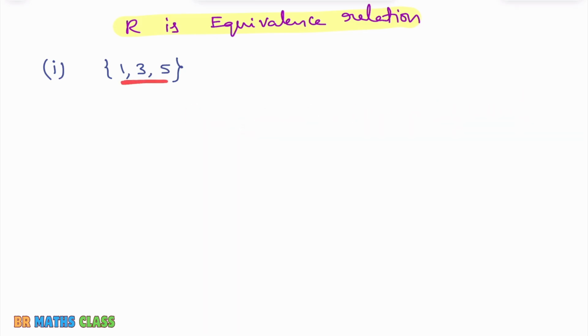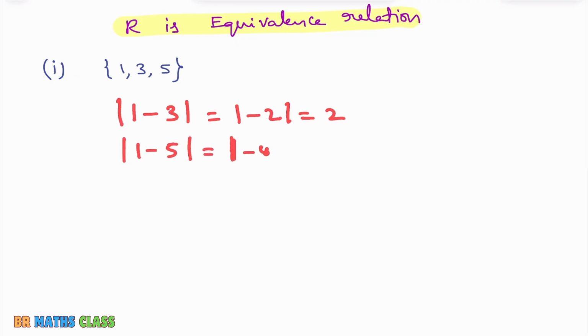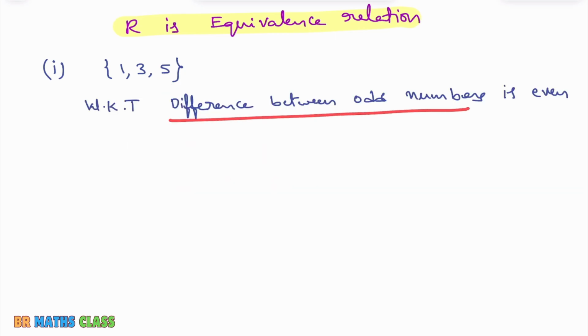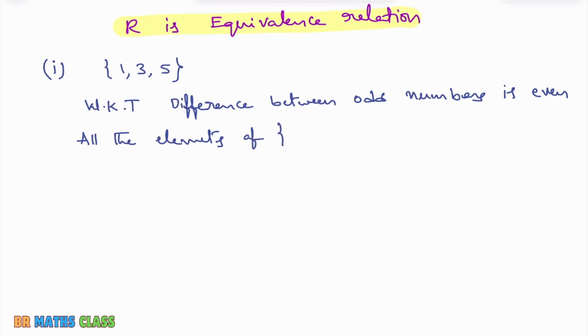Here all are odd numbers. Observe the difference of any two odd numbers. Suppose you take 1 minus 3, what will you get? Modulus of minus 2, that is 2. 2 is even. Take 1 and 5: modulus of 1 minus 5 is modulus of minus 4, 4 is even. Like that you take any two numbers. 3 and 5: modulus of minus 2, that is 2. 2 is even. We know that the difference between odd numbers is even. So, all the elements of set {1, 3, 5} are related to each other.